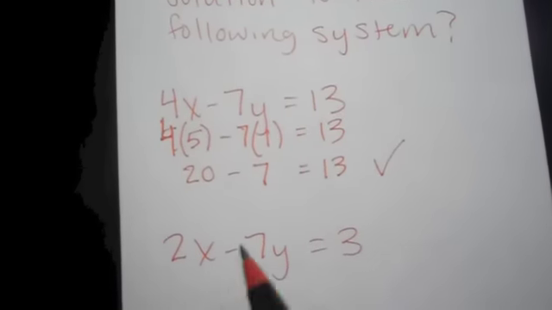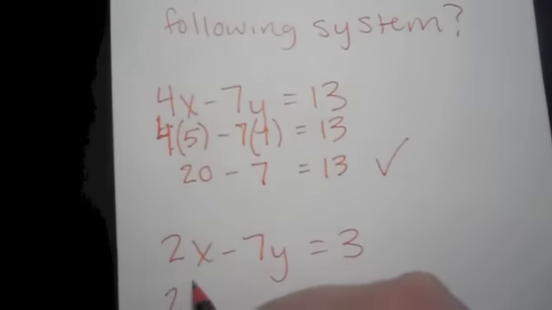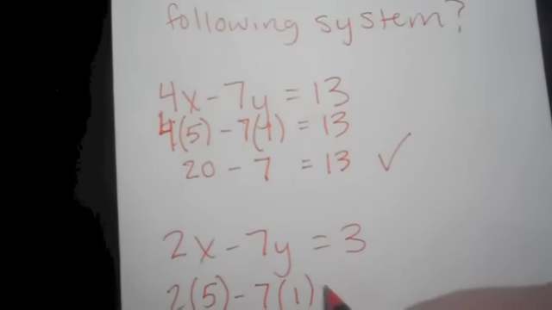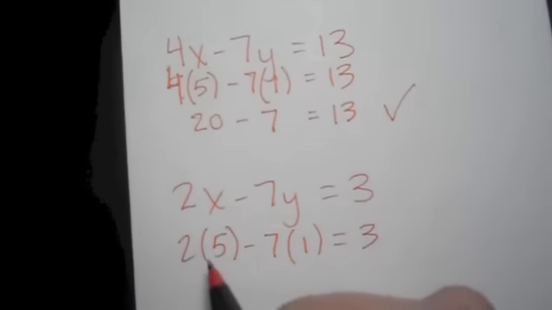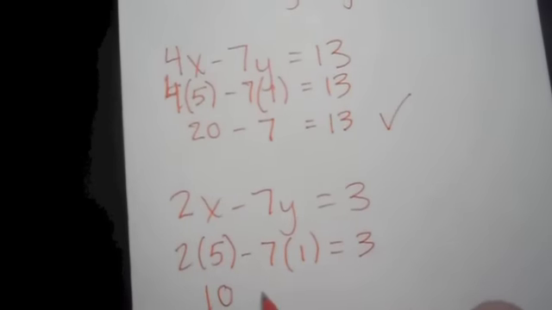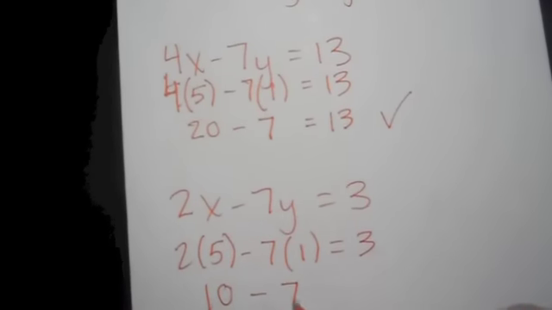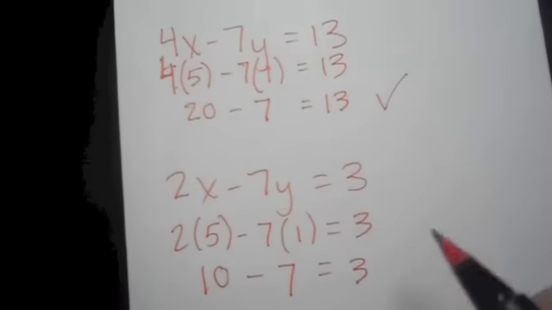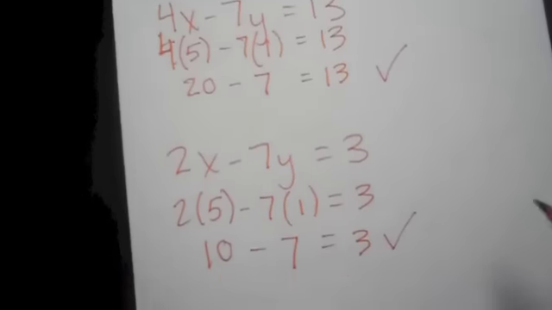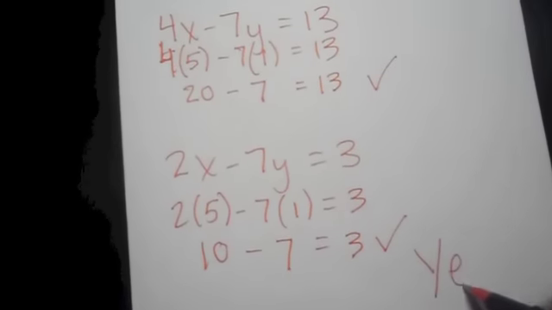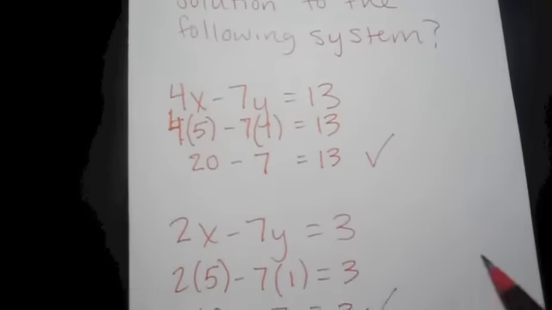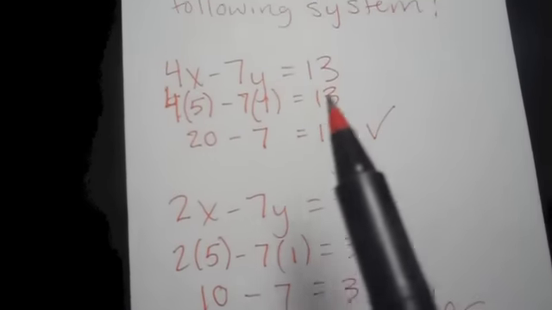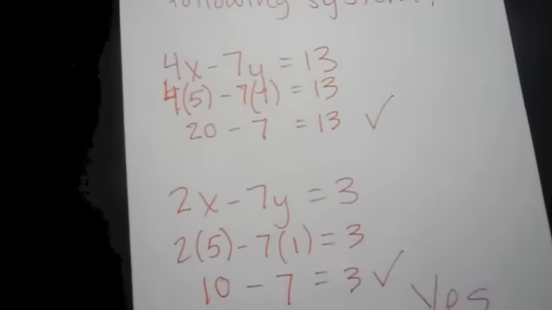We plug in a 5 for the x and a 1 for the y. So 2 times 5 minus 7 times 1. Alright, 2 times 5 is 10, minus 7 times 1, that's 7, equals 3. Does 10 minus 7 equal 3? Sure does. So our answer? Yes, (5, 1) is a solution to the system because they have that point, (5, 1), in common.